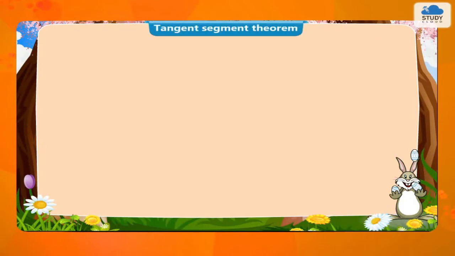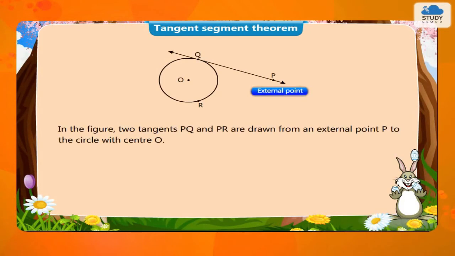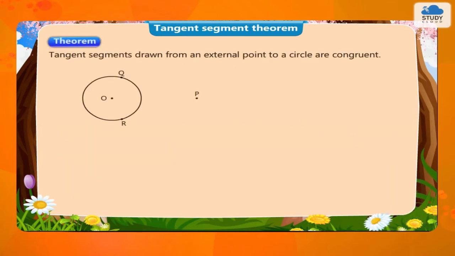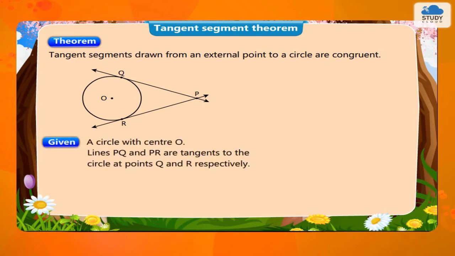Tangent segment theorem. In the figure, two tangents PQ and PR are drawn from an external point P to the circle with center O. Segment PQ and segment PR are called tangent segments. Theorem: Tangent segments drawn from an external point to a circle are congruent. Given: a circle with center O, lines PQ and PR are tangents to the circle at points Q and R respectively. To prove: segment PQ is congruent to segment PR.